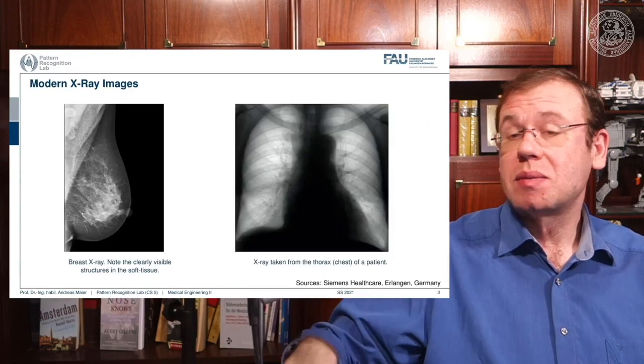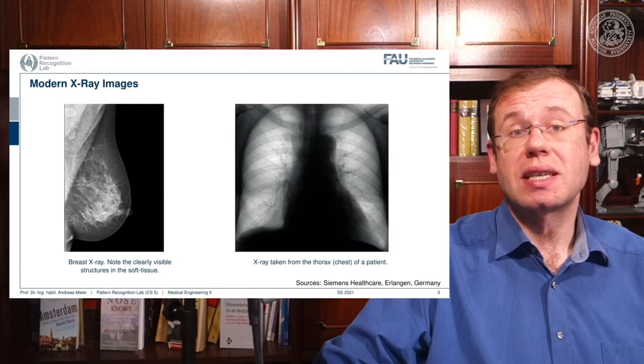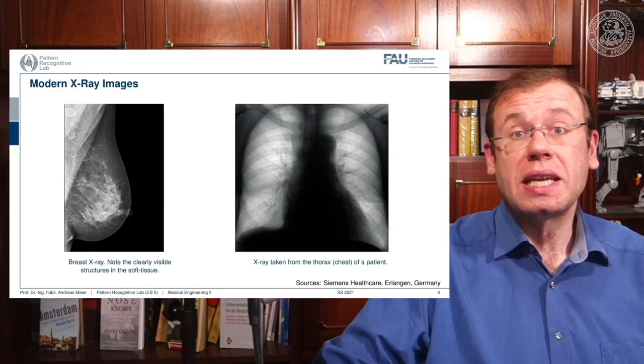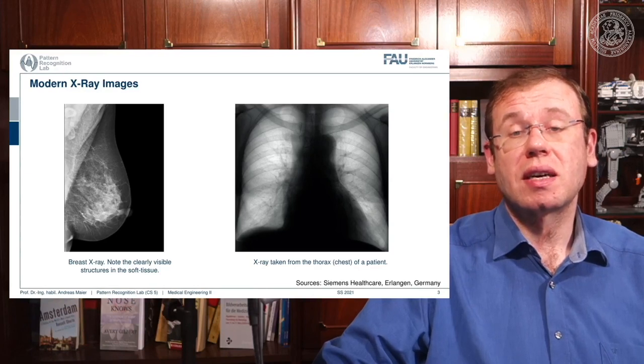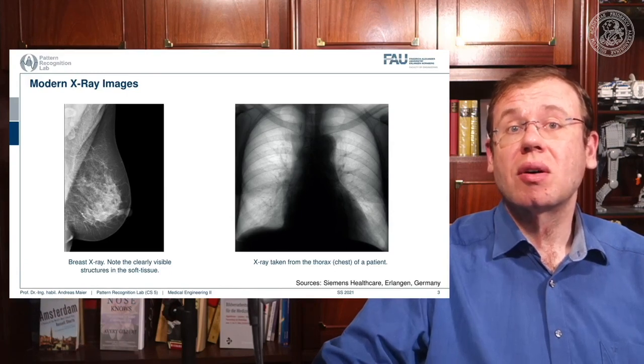Now, what are X-rays being used for? X-rays are being used quite frequently. For example, here on the right-hand side, you see a lung image, and this is a typical chest X-ray that is taken in order to find problems in the lung, tumors, or any bleedings, or you can also use it to diagnose the breast. On the left-hand side, you see a breast X-ray image that is being used in order also to spot tumors. So a very common technique to look inside the body.